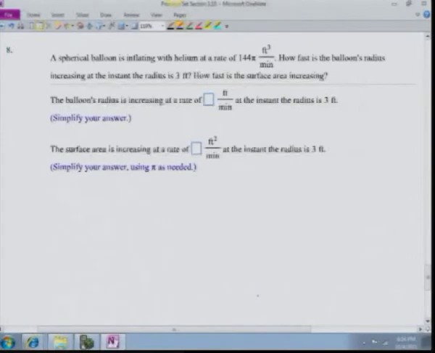A balloon is inflating with helium at a given rate. How fast is the balloon's radius increasing at the very instant that the radius is 3 feet? And then how fast is the surface area increasing?